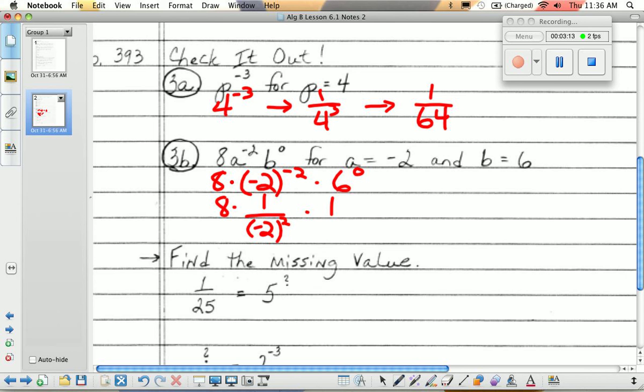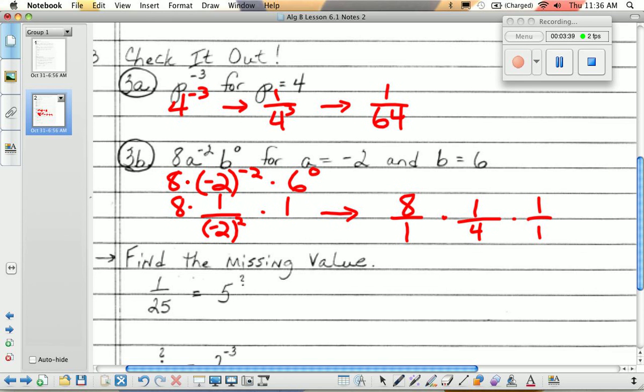Okay. So now let's take this over here and let's say 8 can be put as 8 over 1. You can make that into a fraction, correct? By putting it over 1? Yeah. And then our 1 over negative 2 squared. What is negative 2 times itself? 4. And multiplying by 1 is just 1 still, but we'll make it 1 over 1.